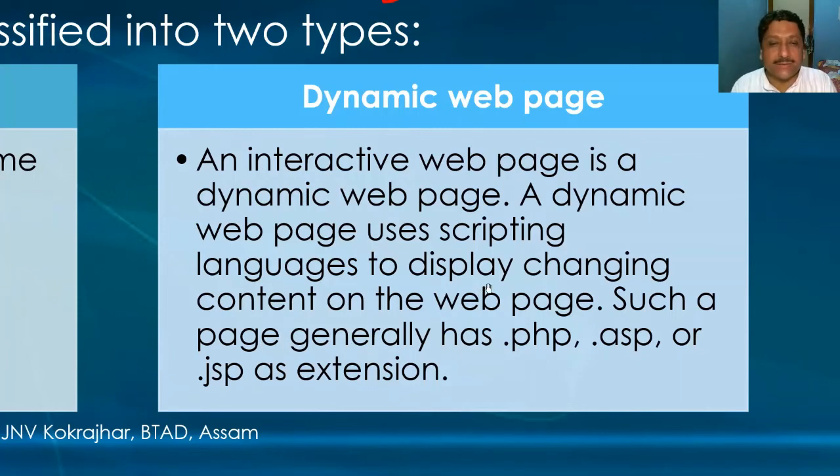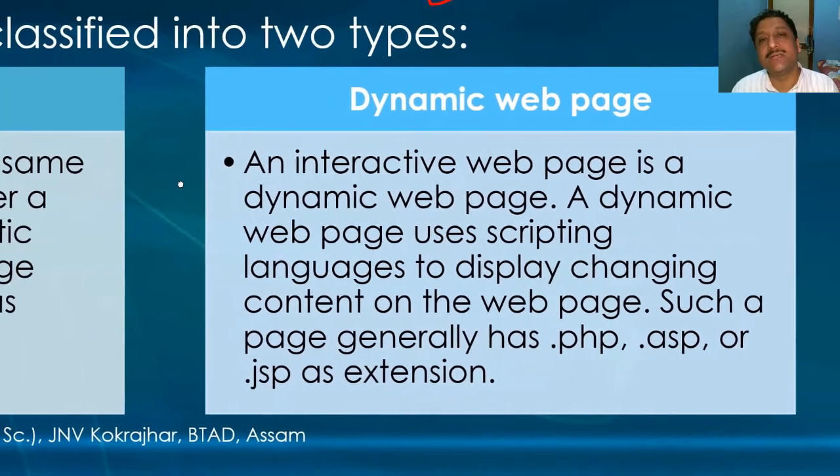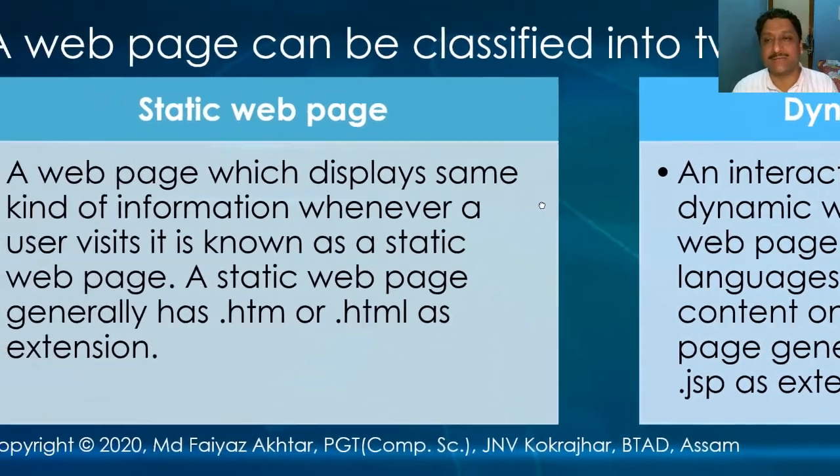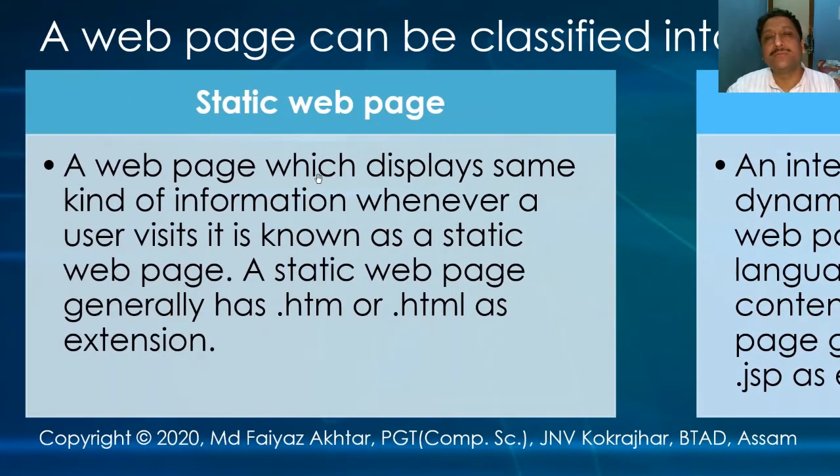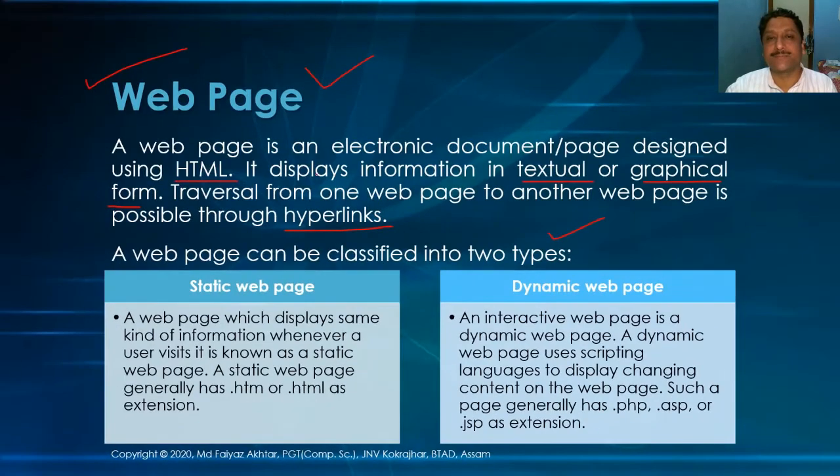Such pages generally have .php, .asp or .jsp as the extension, and these web pages are written using a scripting language like JavaScript or VBScript. A scripting language is used to prepare dynamic web pages, and if you are using HTML, then that web page will become a static web page. Most websites mostly have static web pages. For example, CBSE contains mostly static pages.